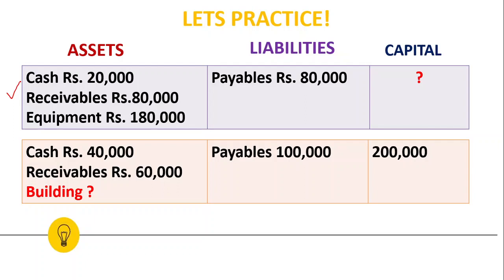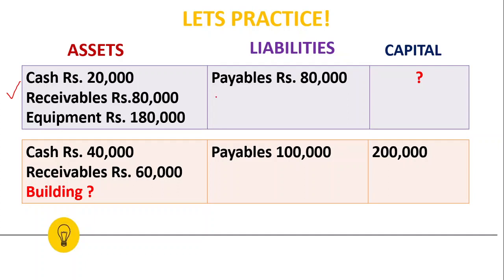On the other hand, we have liabilities, in which we have payables of 80,000. We need to ascertain the value of the capital. How much money was invested by the owner? What was the amount shared by the owner in this business? So in this example, we'll offset liabilities from the total value of assets. If we subtract 80,000 from 2,80,000 of assets, we'll be left with 2 lakh.